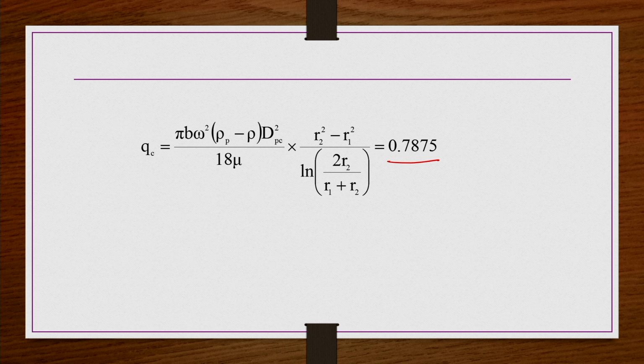Now you substitute all these values except dPc, which is not known, and simplify this equation. You will get dPc approximately 1.08 times 10 power minus 4 centimeters. This is how you have to solve the problems using the centrifugal separation principles. Now, we see a few basics about the cyclone separators.